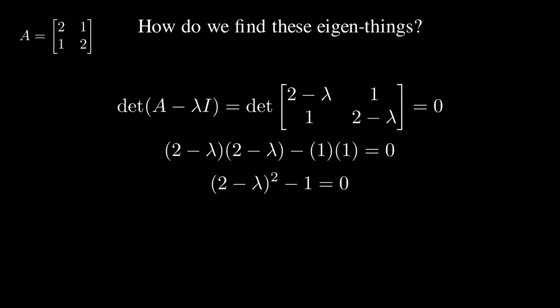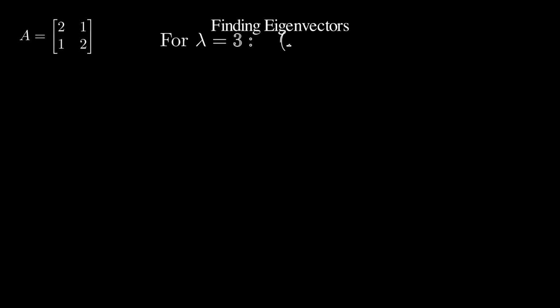Simplifying this expression, we get a quadratic equation in lambda. Solving this quadratic equation, we find our eigenvalues are lambda equals 1 and lambda equals 3. Now, to find the eigenvector corresponding to lambda equals 3, we substitute this value back into our matrix equation.